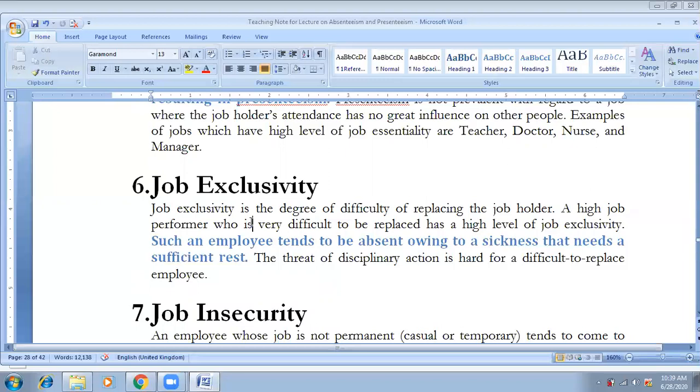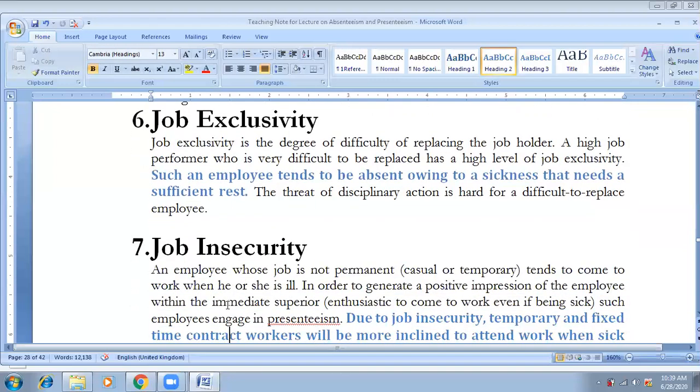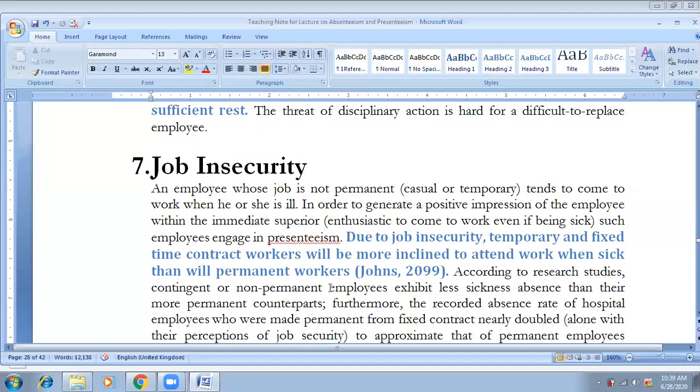But if job exclusivity is very low, then there is a threat of disciplinary action, which is hard. Also, there is a threat of replacing you. Especially with job security: you may be a temporary employee. Then of course there is a higher tendency for you to come to work irrespective of your illness. But if your job is permanent, there is less tendency. Research studies have found that in the case of permanent employees, there is less tendency of presenteeism.